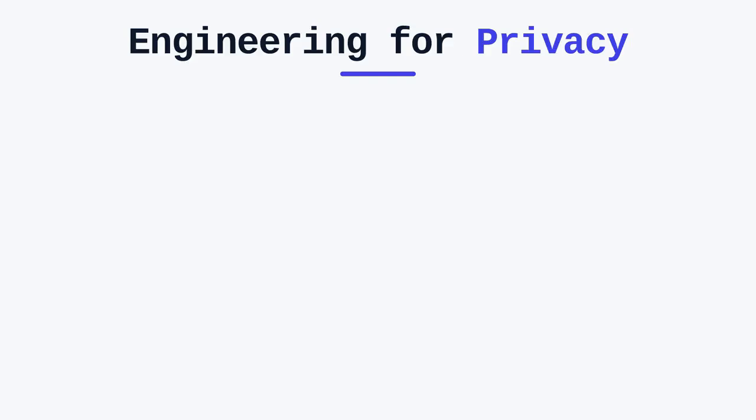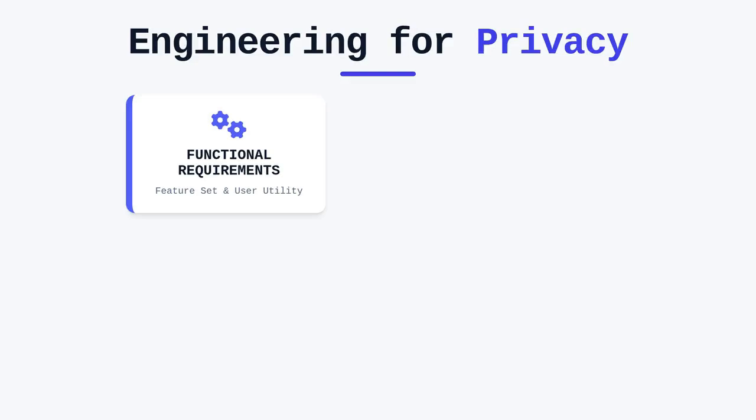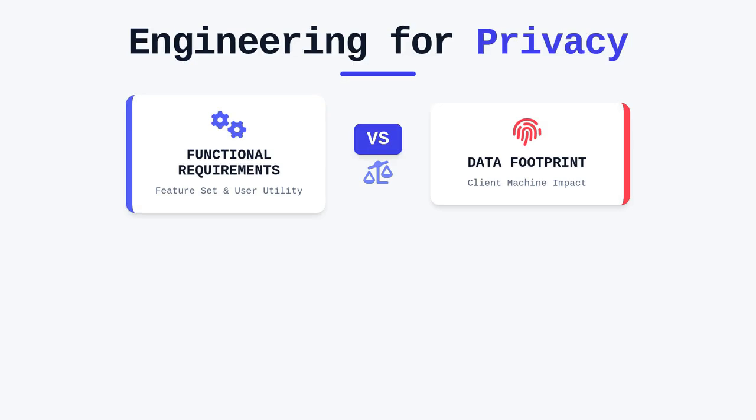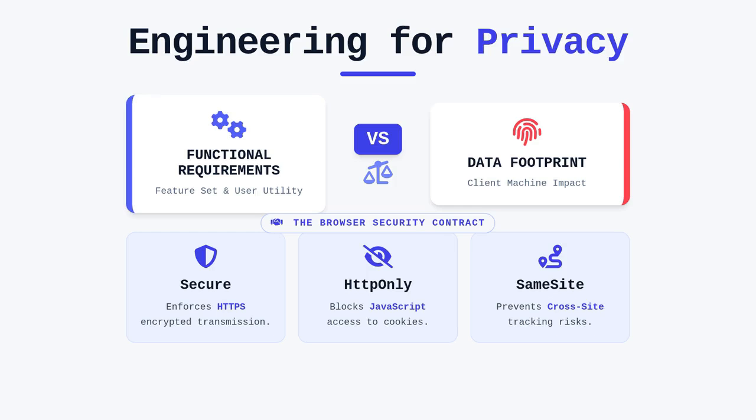Engineering for privacy means acknowledging that every state management decision is a trade-off. We must constantly evaluate the balance between the functional requirements of our feature set and the data footprint we leave on the client machine. As browser vendors continue to tighten restrictions on third-party tracking mechanisms, the technical implementation details will grow in importance. You should view the Secure, HttpOnly, and SameSite attributes as an integrated contract with the browser's security sandbox. If we neglect these technical requirements, we are essentially failing to build the essential privacy safeguards that our users expect and that regulations require today.